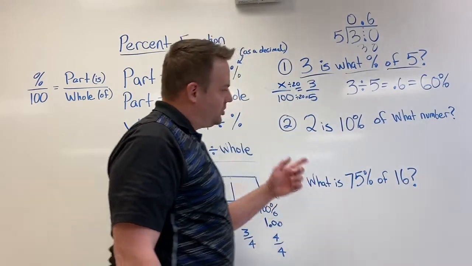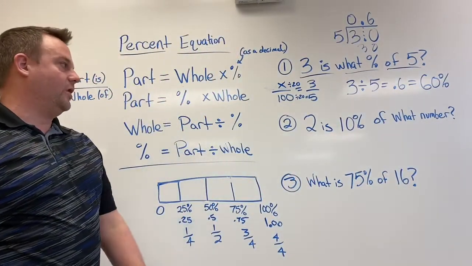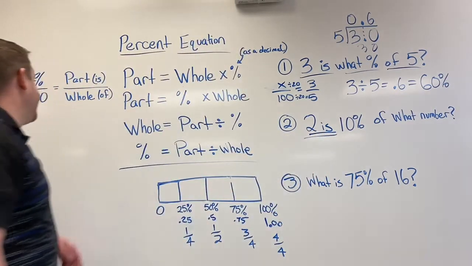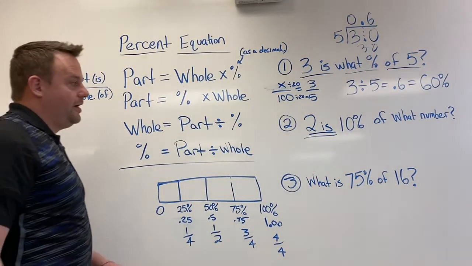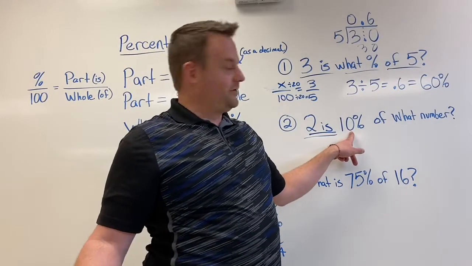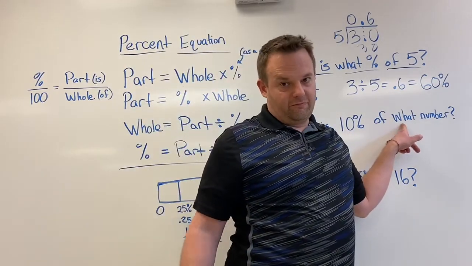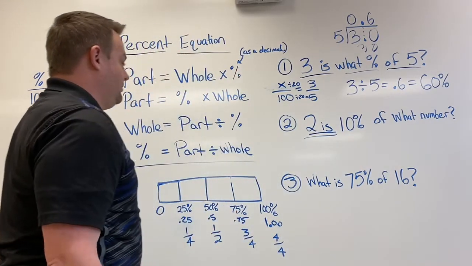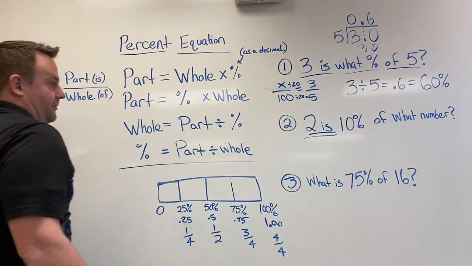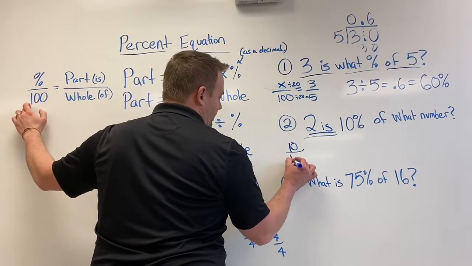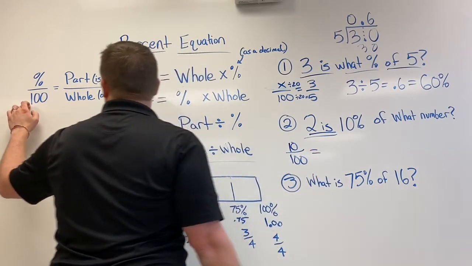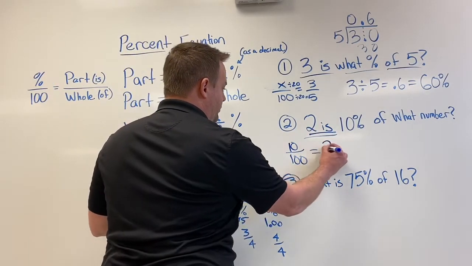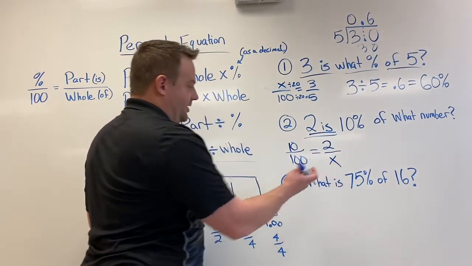Now let's do the next one. 2 is 10% of what number? Well, let's see. 2 is indicates the part. 10%, so we have the percent of what? We're missing the whole. Did you guys get that? So when you're missing the whole, let's see. Percent over 100, so 10 over 100 equals part over whole. So the part was 2 over X, the missing whole.